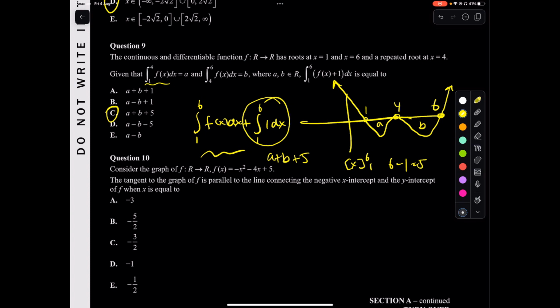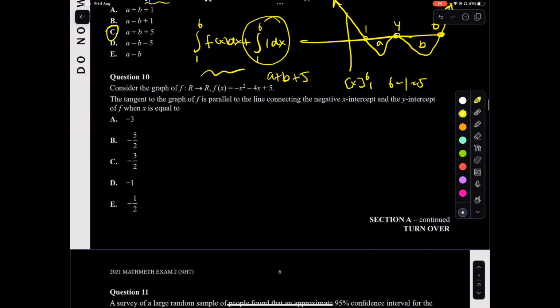Is that right? Yep. Consider the function this. The tangent to the graph of f is parallel to the line connecting the negative x-intercept and the y-intercept of f of x. Okay, let's go on the calculator and solve. We know that the y-intercept was what? So it's 0, 5.